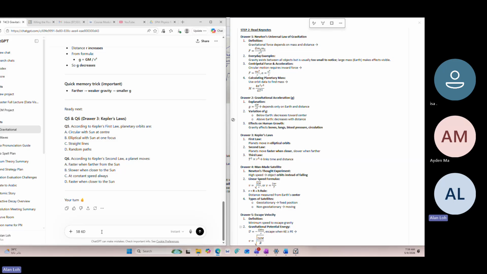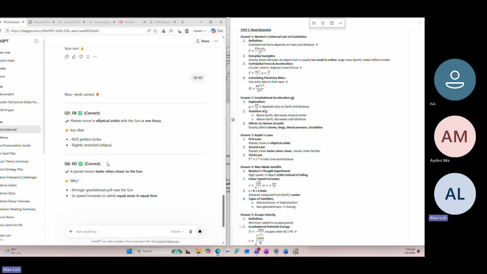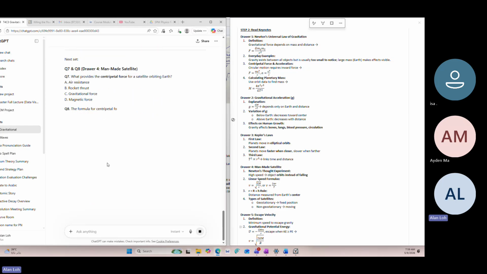According to Kepler's second law, yes, it's D. Excellent. Now we got it right. Okay, 7 and 8. Let's do it. Man-made satellite. Remember, the Newton was falling down, running so fast and falling down on the Earth. What provides the centripetal force for satellite orbiting?